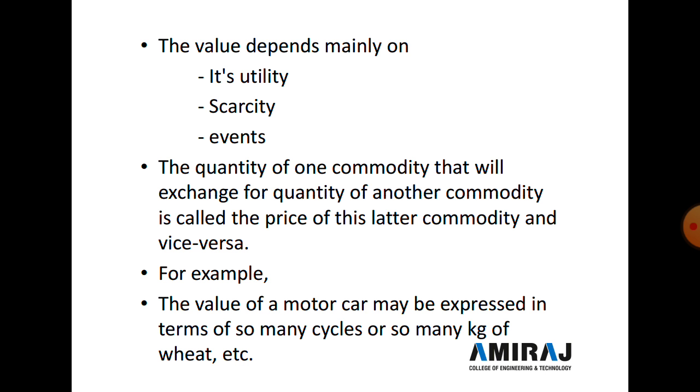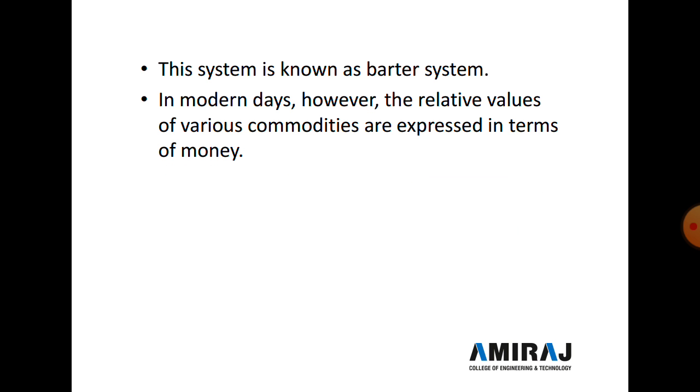The quantity of one commodity that will exchange for a quantity of another commodity is called the price of this latter commodity, and vice versa. For example, the value of a motor car may be expressed in terms of so many cycles or so many kg of weights, etc. This system is known as the barter system, and in modern days, however, the relative values of various commodities are expressed in terms of money.